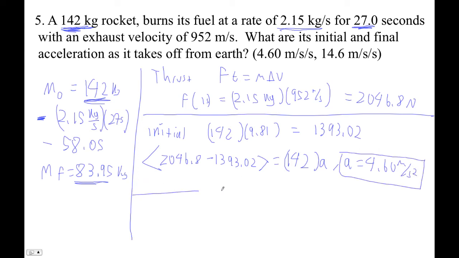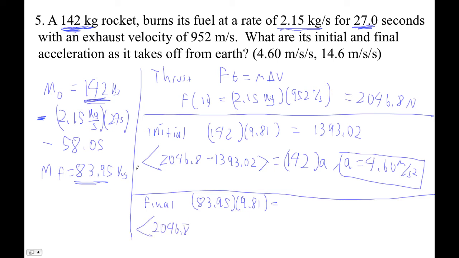All right, so now let's find the final acceleration. Right, and the final acceleration, we got this much mass, right? So 83.95 times 9.81. Got to figure out the weight, the force of gravity, right? Okay, hold on. Did I save that? I didn't. Okay, 83.95 times 9.81 is 823.5495.